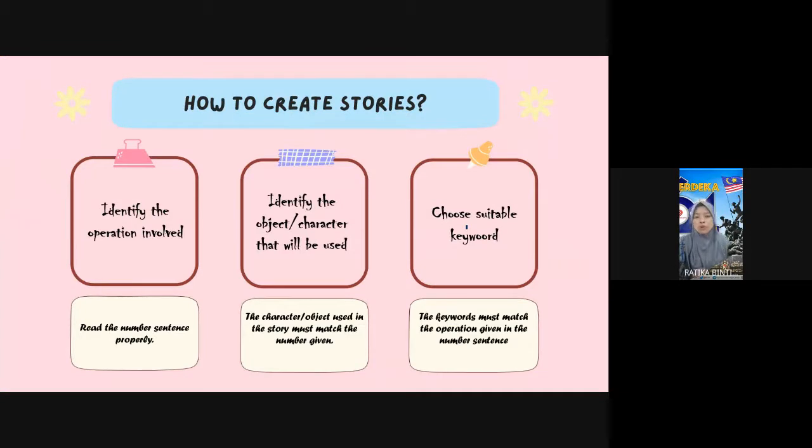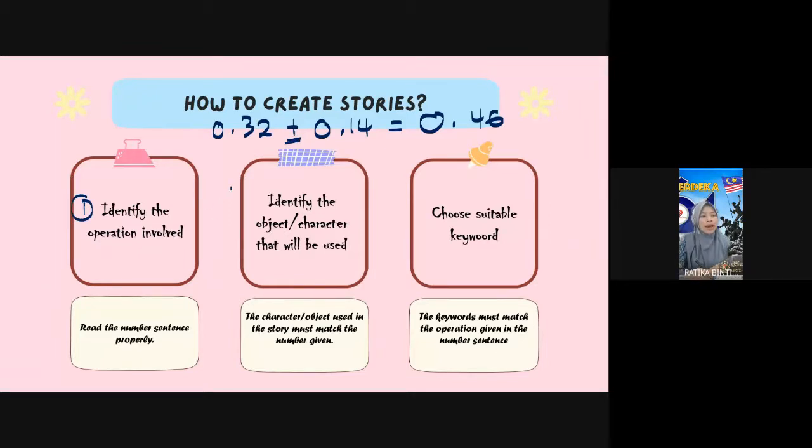Okay. So how to create stories? There are 3 steps. Okay, we have learned this one. Saya just buat revision saja ni. The first one is you need to identify the operation involved. How to identify the operation involved is in the number sentence given to you. Usually, when creating stories, dia akan bagi awak number sentence. For example, 0.32 plus 0.14 is equal to 0.46. Based on this number sentence, okay, the operation involved is addition.